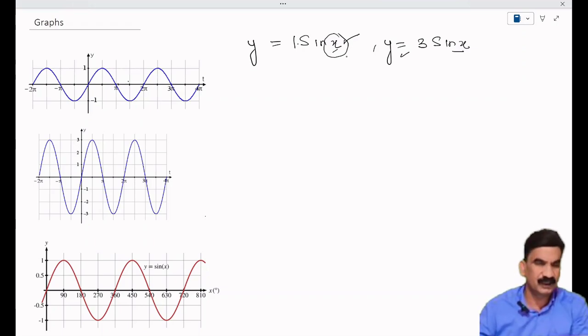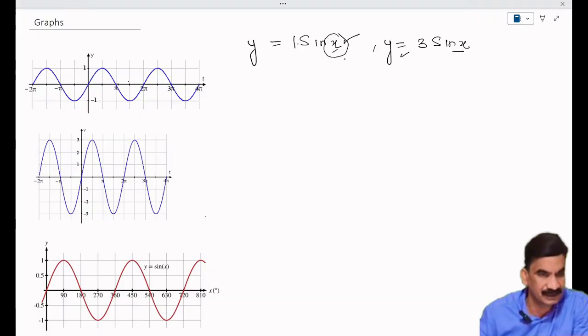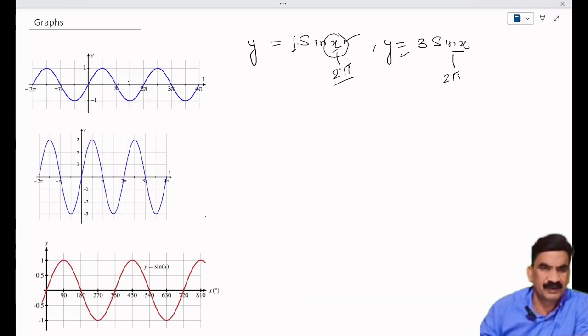The period of the graph, period of anything, is where it starts repeating itself. So the period of this graph is 2 pi or 360 degrees. The period of this graph again is 2 pi, 360 degrees. And this I would call amplitude. Whoever has studied oscillation must remember this, right? So the amplitude here is 1 and the amplitude here is 3.